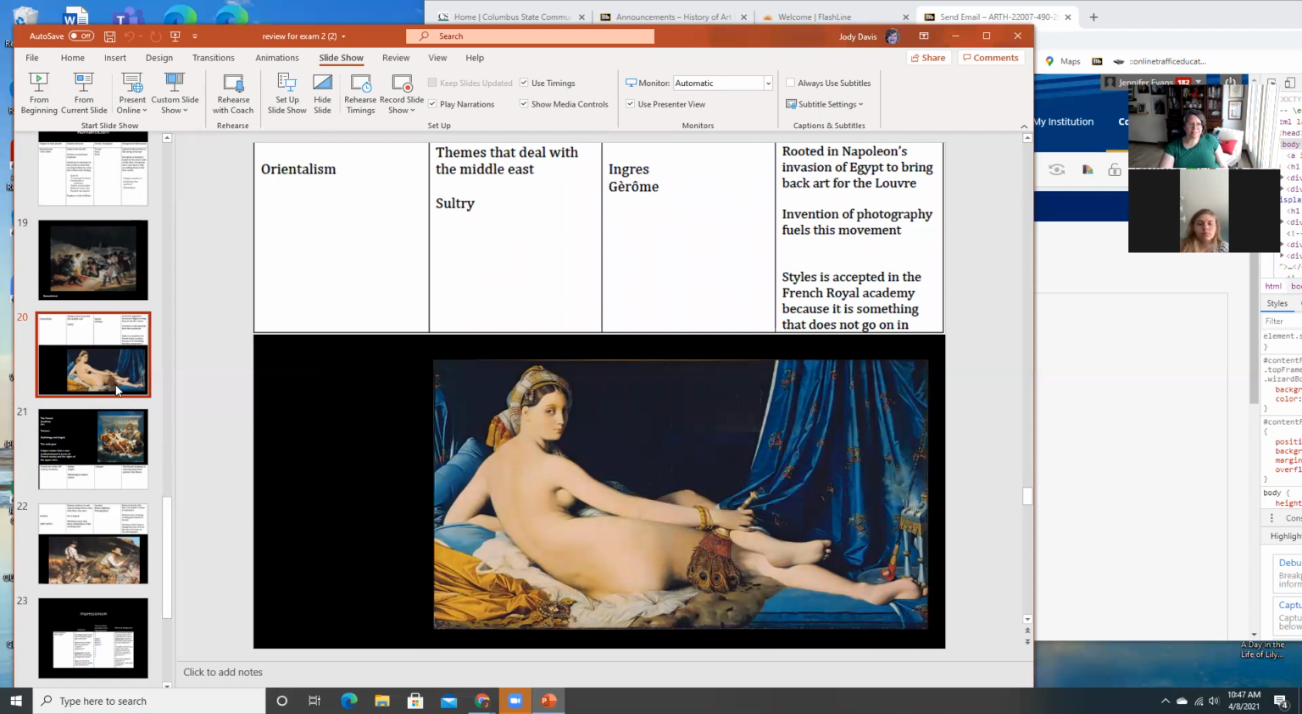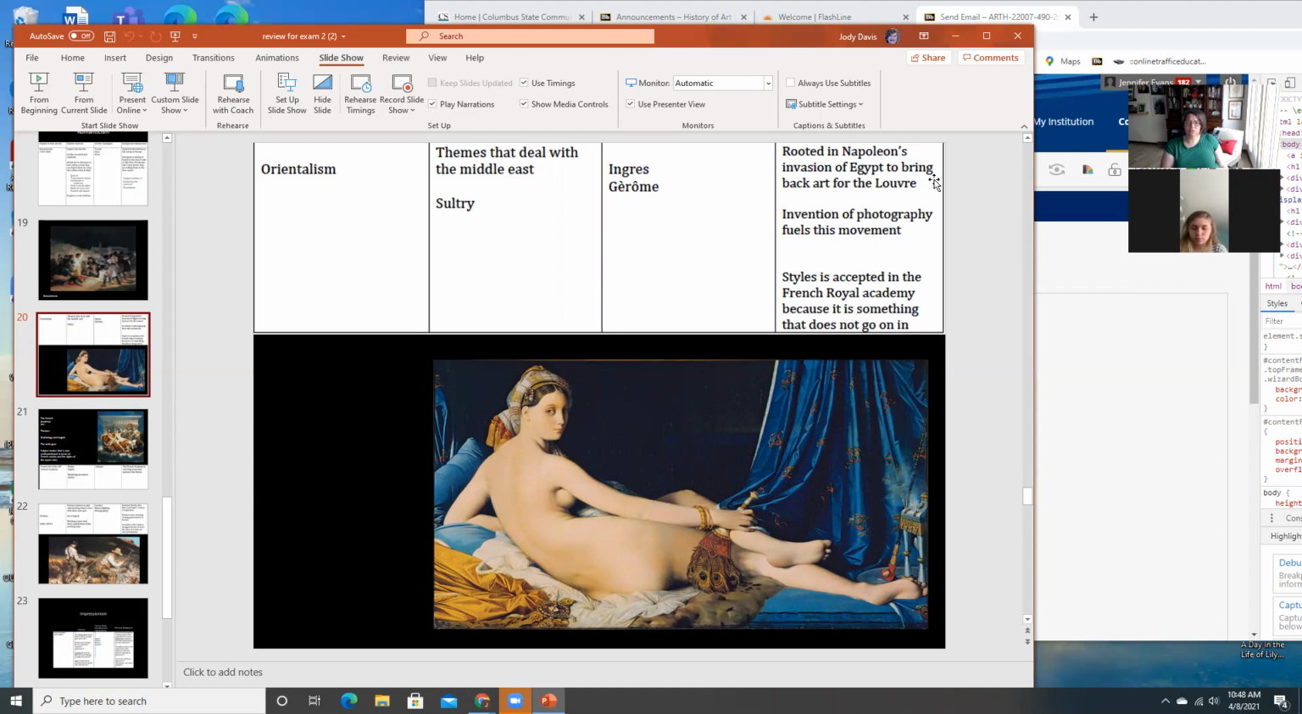So part of Romanticism, this is sort of a subset, is called Orientalism. Orientalism deals with themes of the Middle East and sultriness. Artists that we studied were Ingres and Jerome. And it was rooted in Napoleon's invasion of Egypt. Napoleon wanted to bring back art to the Louvre. If you've ever been to the Louvre, it's a fascinating place to go. They have the largest Egyptian collection of any museum I've ever seen in the entire world. There's an entire floor of it, all of which Napoleon stole from Egypt.